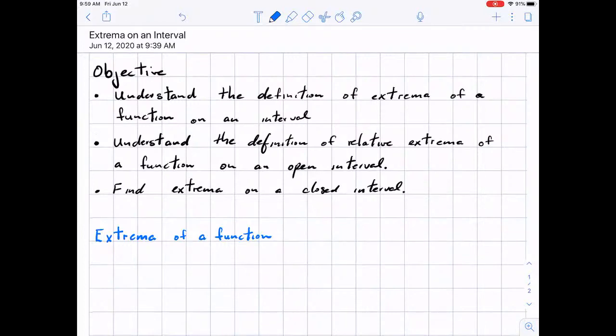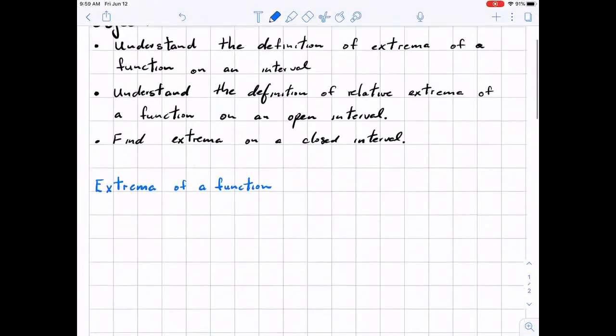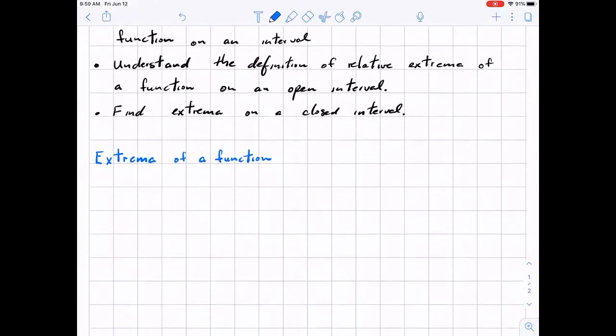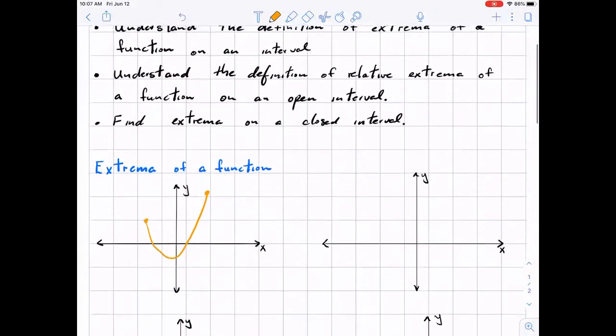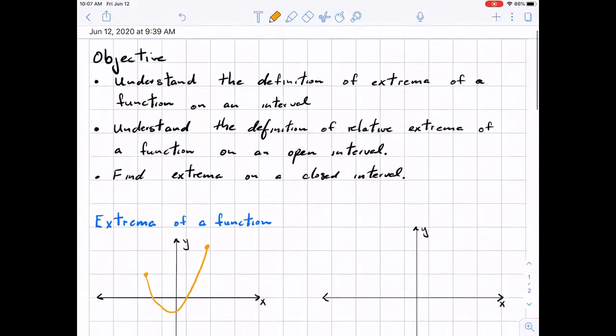Well, we first want to understand what is an extrema. I mean, we're going to be working with extrema of a function. So when we speak of extrema, what are we really talking about? When we talk about extrema of a function, we're really talking about the highest point and the lowest point of the function, right? And remember height, we talk about y value.